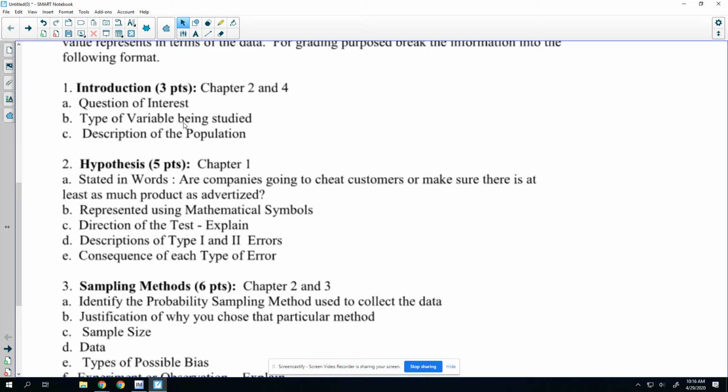Okay, going down to hypothesis. This happened in chapter 1. Several of you didn't do chapter 1 homework, so this might be a challenge for you. Go back and listen to those lectures. You need to use mathematical symbols. It will tell you the null and what symbol.